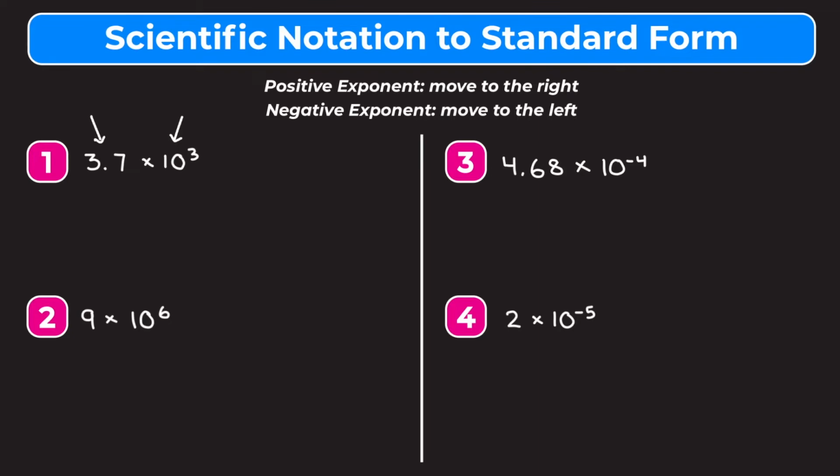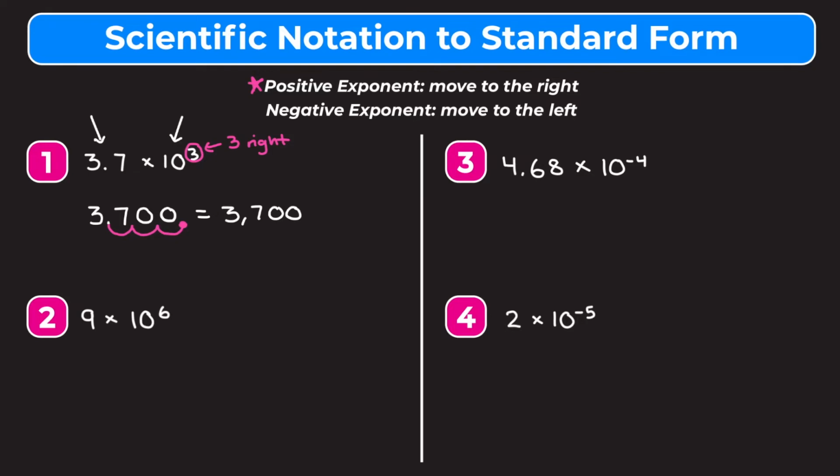At the top of our screen, it says that positive exponents mean move to the right. In number 1, we have a positive 3 exponent. That tells us that we want to move our decimal point 3 places to the right. So I'm going to take 3.7 and move my decimal point 3 places to the right. I'm going to go 1, 2, 3. It's going to end up here, and I need to fill in these spaces with zeros. Then, to write my answer a little more neatly, I get 3,700. So 3.7 times 10 to the third, written in standard form, is 3,700.